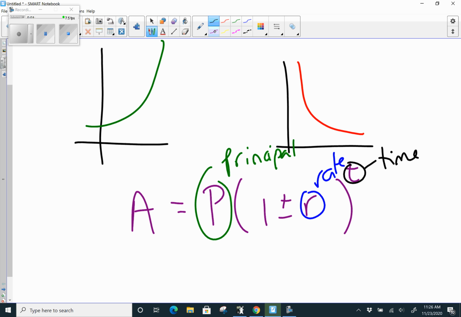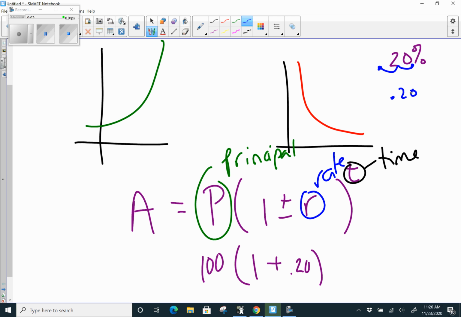Okay. So in this example right here, if you have $100 and it is growing, it's going to be plus a rate. If I tell you that the rate is 20%, the way you do that is you go 20%. If there's no decimal, the decimal is always at the end, and you move the decimal 2 places to the left. So 20% as a decimal is 0.20. And that's where I get this 0.20 from. And then T is time.